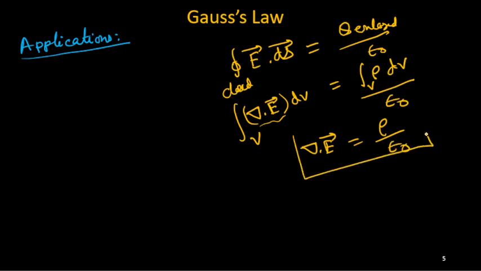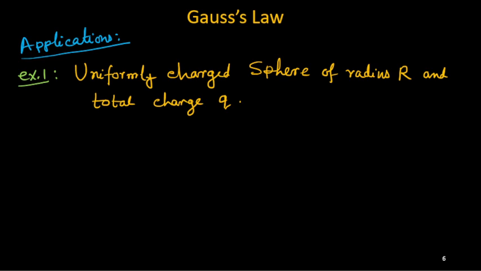So this is the differential form of Gauss law. Now we will use Gauss law to find certain electric fields for certain distributions. That is the most important one. And remember, you need to assign a certain Gaussian surface so that you will get better results. Let us consider the first example.